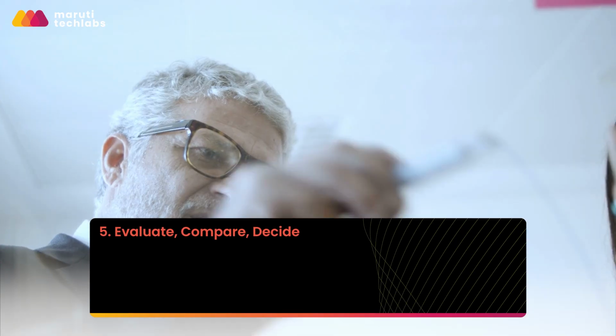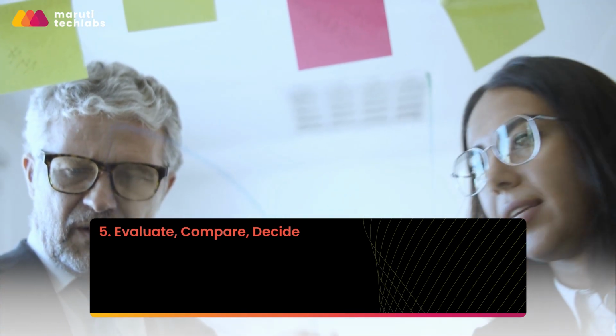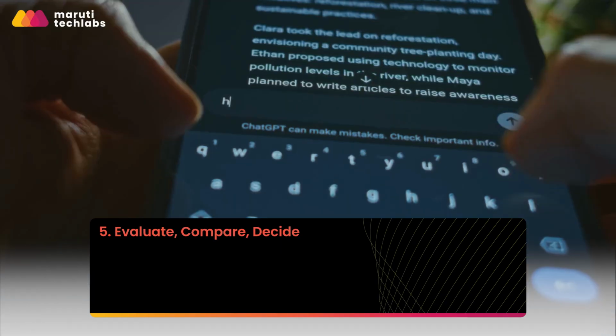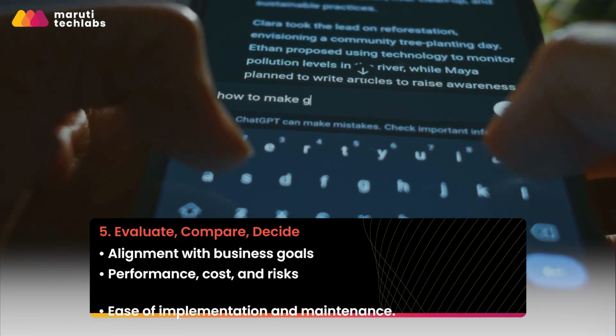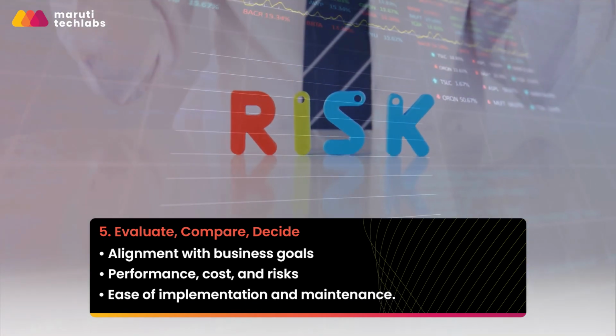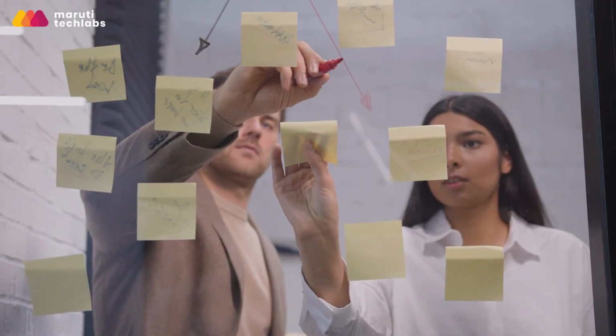Evaluate, compare, and decide. A decision matrix can be beneficial here. Evaluate each option against key criteria like alignment with business goals, performance, cost and risk, ease of implementation and maintenance. Compare objectively and select the most viable path forward.